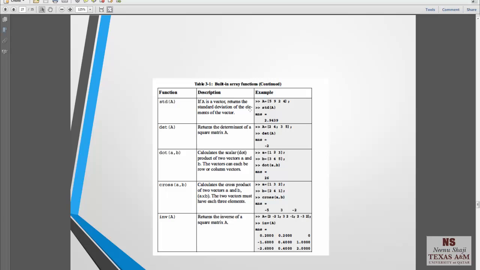Standard deviation is for finding the standard deviation, so STD. DET for finding the determinant. DOT for finding the dot product of two vectors, so DOT of a comma b. Cross of a, b, you get the cross product of two vectors. Now the two vectors must have 3 elements for using the cross function. Inverse, INV, which can be used as here, INV of a.